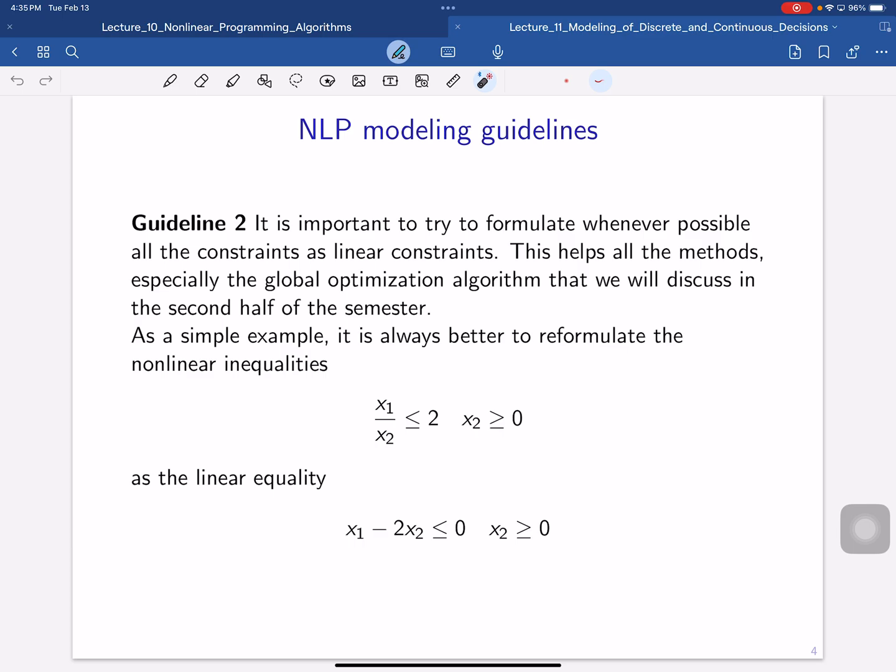Again, if you have convex nonlinear constraints, it's not as significant, but if you have something like this, which is non-convex, it's better to linearize it, right? In the second half of this class, we are going to show you some examples of how you translate a non-convex constraint to a convex one. There are some applications where you can do that.